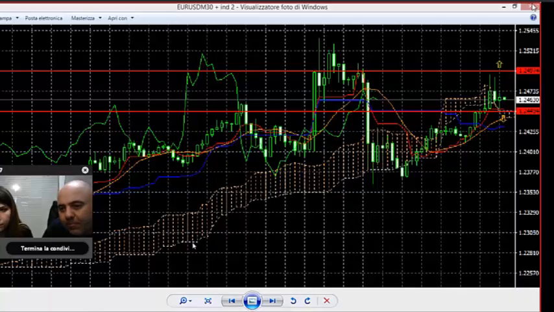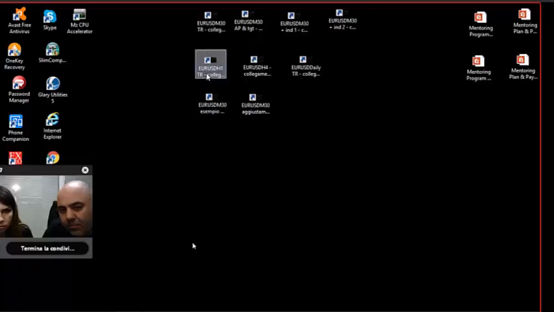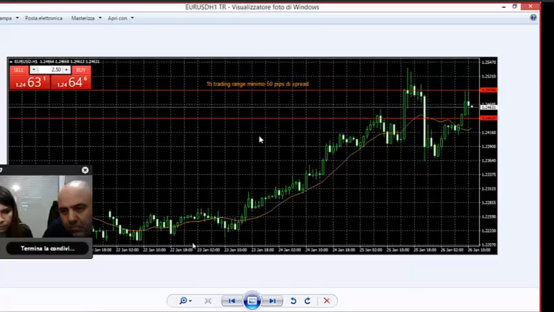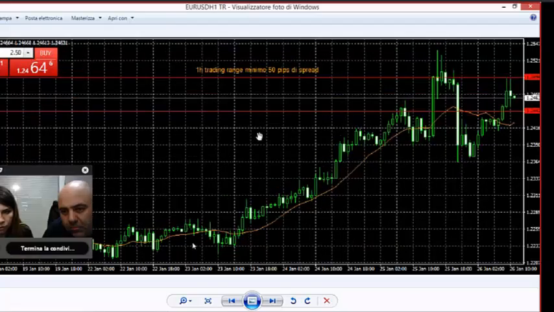Okay, it's not over because we can control the 1 hour trading range as well. So if we have the possibility during the day, we must be able to control the trading range from 30 minutes to daily just to have a view. Because if we have the trading range available from 30 minutes to daily, we have all the resistance and support of the euro dollar.